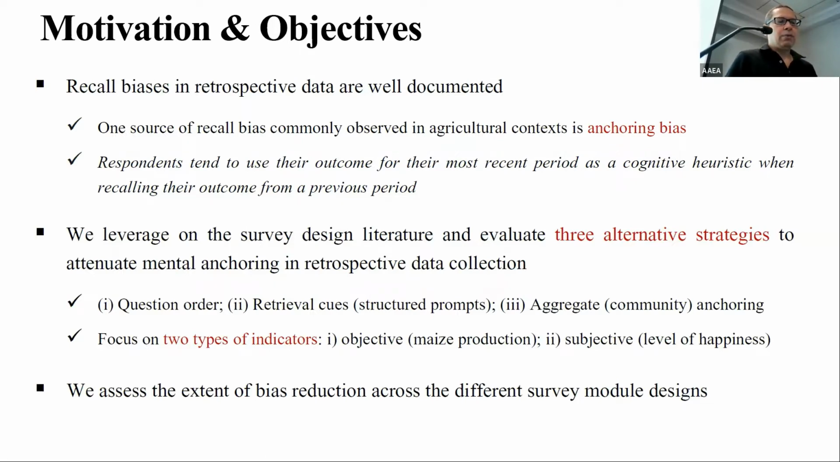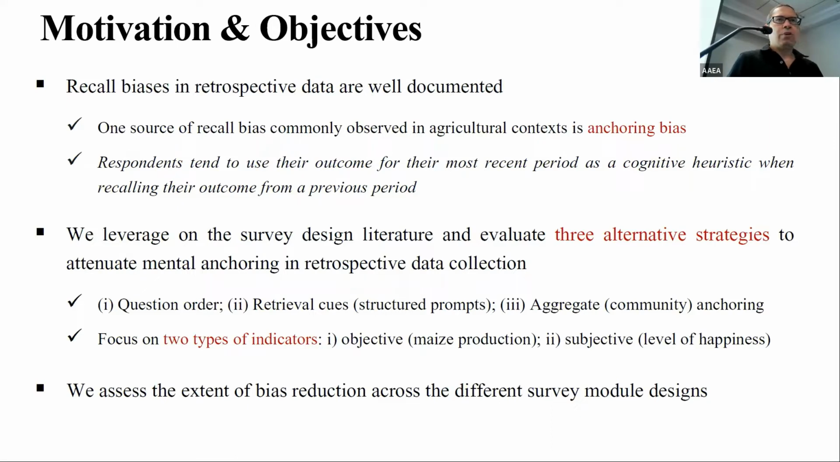We examine three different strategies: reversing the order of questions, using memory retrieval cues, which is introducing structural prompts that can help the respondent recall their past outcomes, and we also introduce an aggregate community anchoring. We are trying to disrupt the individual mental anchoring by directly letting them know that this was, for example, the past outcome of the group they belong to. That can help as a more proximate recall element.